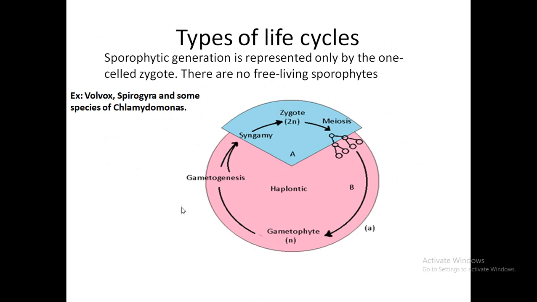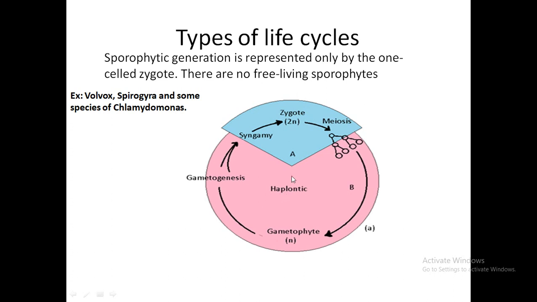Now, there are different types of life cycles in plants. They are broadly divided into haplontic type, diplontic type, and haplodiploidic type. Now, first, let's see the haplontic type. You know very well that gametophytic generation is haploid and sporophytic generation is diploid.